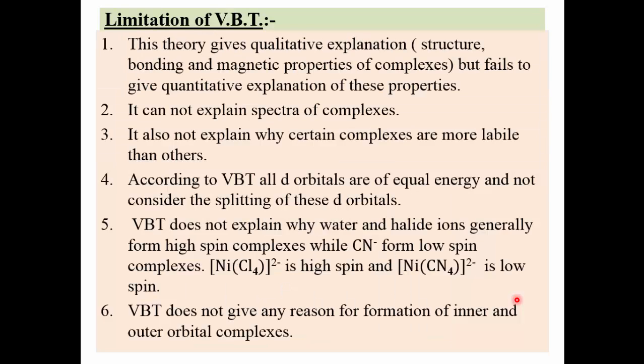Then see last point of this chapter, and that is limitations of VBT. First limitation is that this VBT theory gives qualitative explanation. What are that? Structure, whether it is tetrahedral, octahedral, bonding and magnetic properties of complexes. But it fails to give quantitative explanation of these properties. Okay. So quantitative explanation is not given by valence bond theory. This is the first limitation.